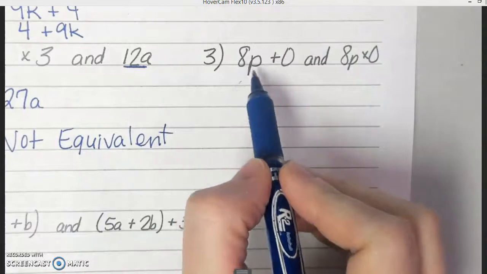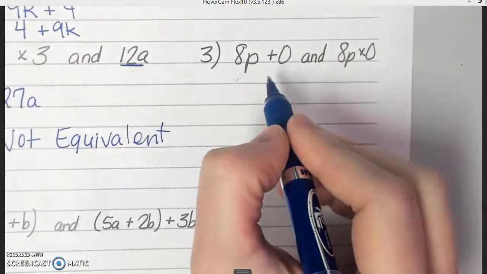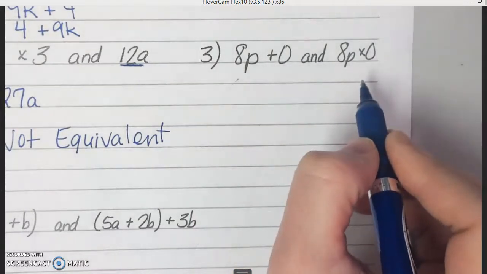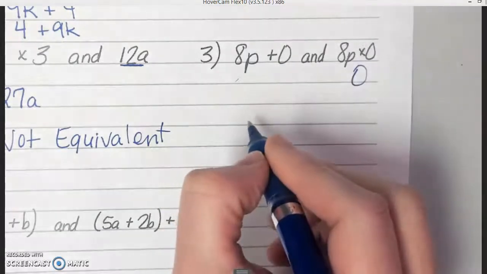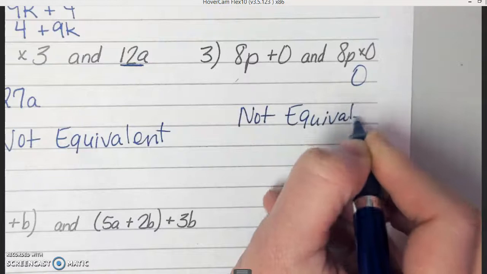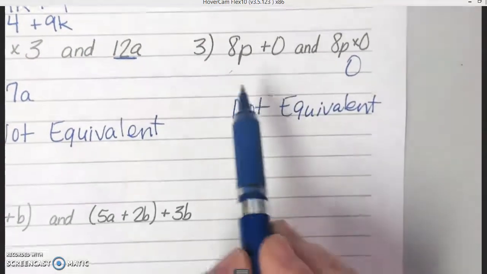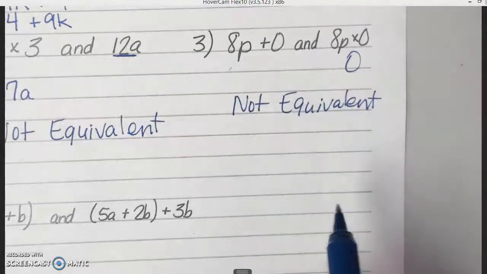We have 8p plus 0 and 8p times 0. Can I add 8p and 0? No, because they're not like terms. Can I multiply 8p and 0? And what would that be? 0. So are these equivalent or non-equivalent? Not equivalent. Now, if I knew what p was, I could work out the whole problem. But until I know what p is, I can't work out the whole problem.